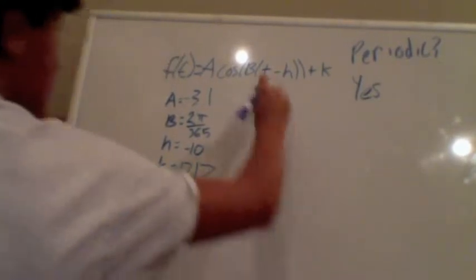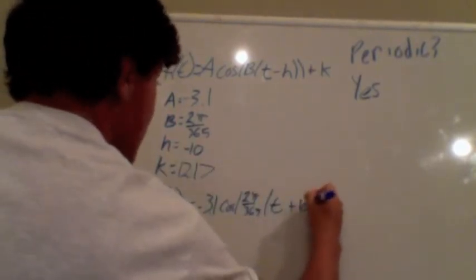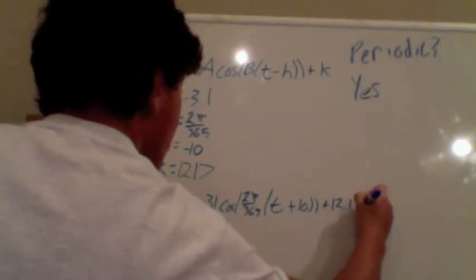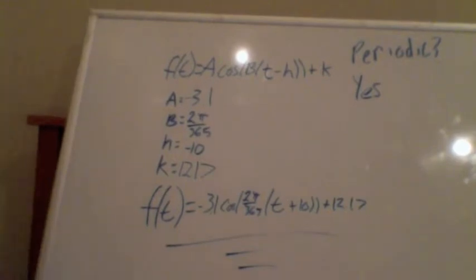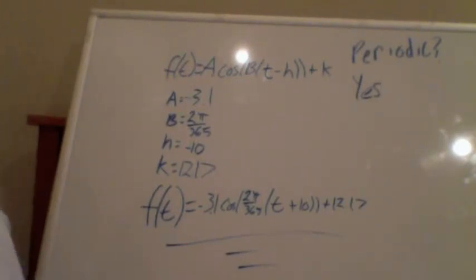t. And since that's negative, we also have a negative here that goes out to plus 10, plus 12.17. And upon graphing this, we should get a clear function that'll tell us the number of hours of daylight we will get in a year per day.